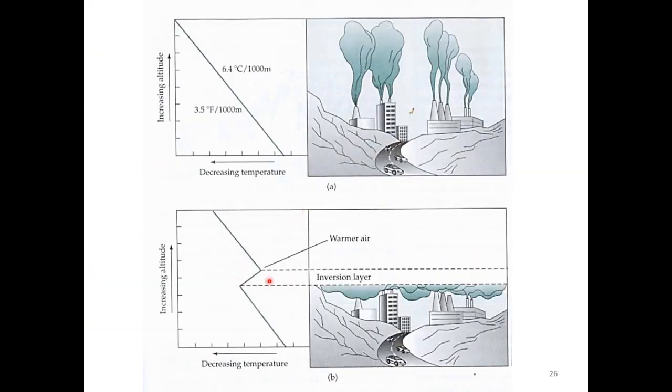Now, when there is a photochemical smog, we know that the Earth's heat comes from solar radiation. It comes from the sun. Now, when there is a thick smoke or a thick smog covering the surface of the Earth, solar radiation cannot pass through, and so there is an inversion layer.